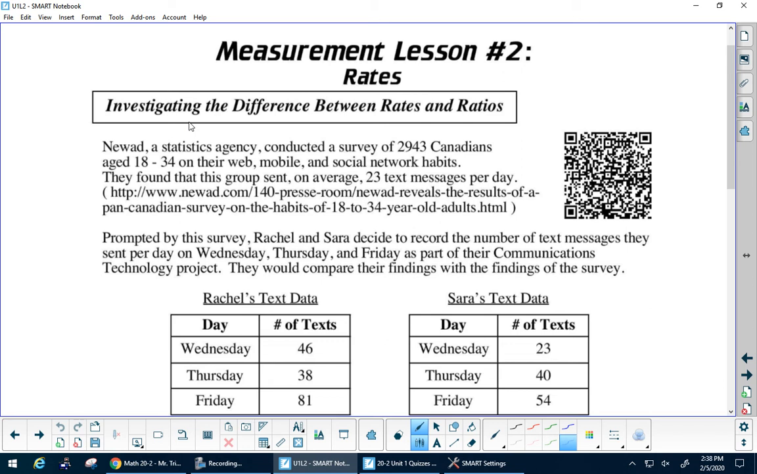Okay, so today we're doing rates, and we're actually doing rates and ratios. Now, does anybody know the difference between a rate and a ratio? Any guesses? They're spelled differently. Anything else? No? Okay, well, let's see how that goes.